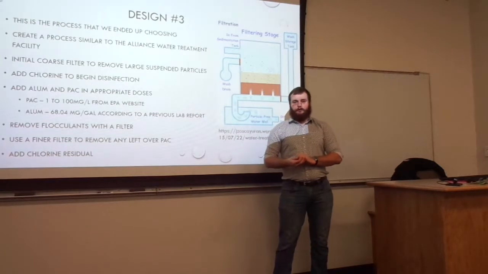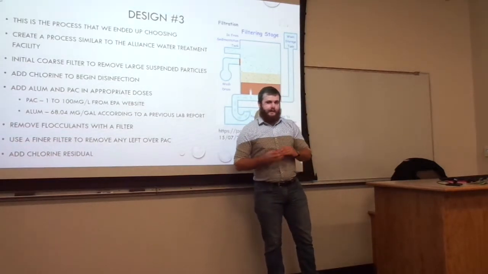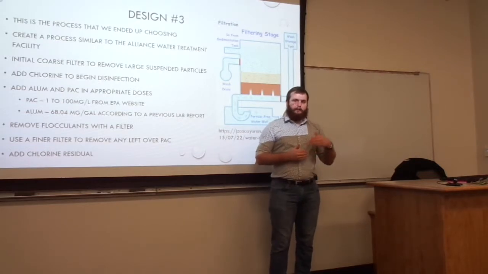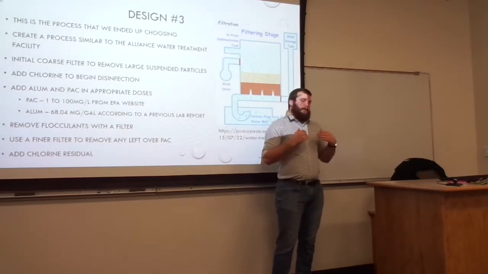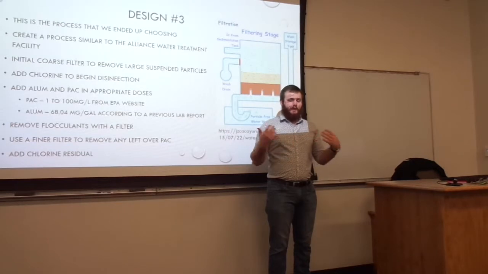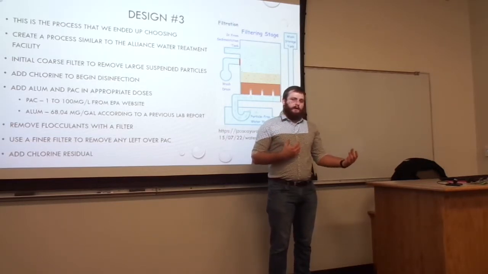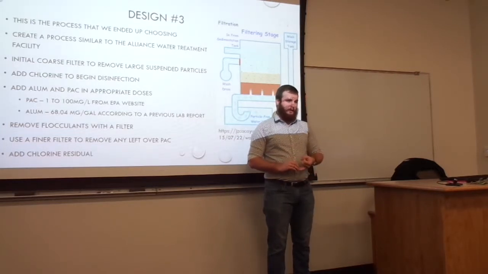Design number 3 was recreating the Alliance wastewater treatment plant, and this is the design we went with. Since we only had to meet certain EPA primary and secondary standards, we could cut out a few steps. We were going to take the water from the pond and use an initial coarse filter to filter out any large particles, just to make it easier for us. Then we were going to use chlorine to start killing any microorganisms, and then we wanted to add alum and PAC in appropriate doses.